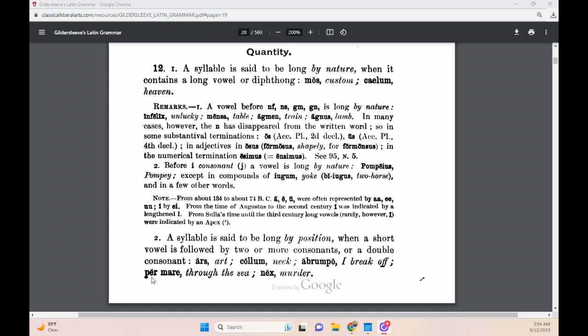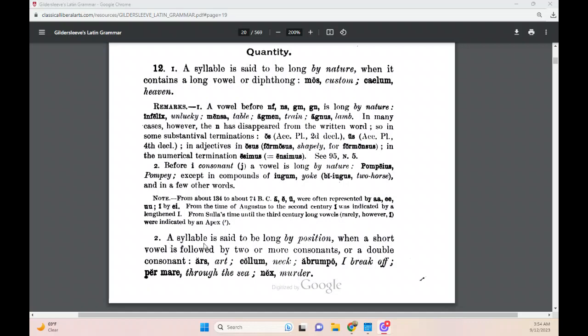We have the short vowel e followed by 2 consonants. Even though they belong to separate words, the rule still applies. The short vowel followed by 2 consonants makes this syllable long by position. And then lastly here we have the vowel e followed by a double consonant, x.